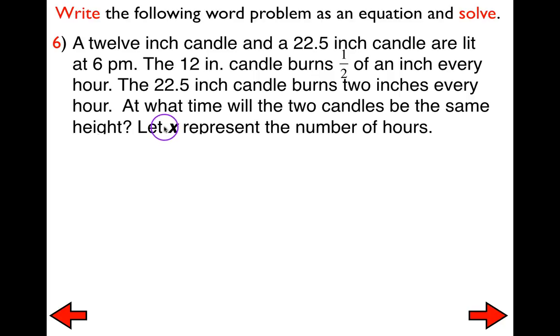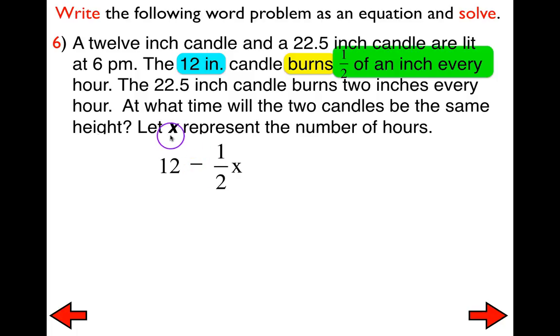So here, first things first, let's collect something that we know about the first candle. We know that it's 12 inches, okay? And so I'm going to go ahead and write 12 because that's how much it's starting with. If it's burning, the length of the candle is being lost, meaning it's getting shorter. So I'm going to be subtracting since it's burning. If it's burning 1/2 an inch every hour, okay, depending on how many hours go by, I'm going to have to multiply that by 1/2 to figure out how much is burned altogether. So that's going to be minus 1/2 X, since X is being used to represent the number of hours.